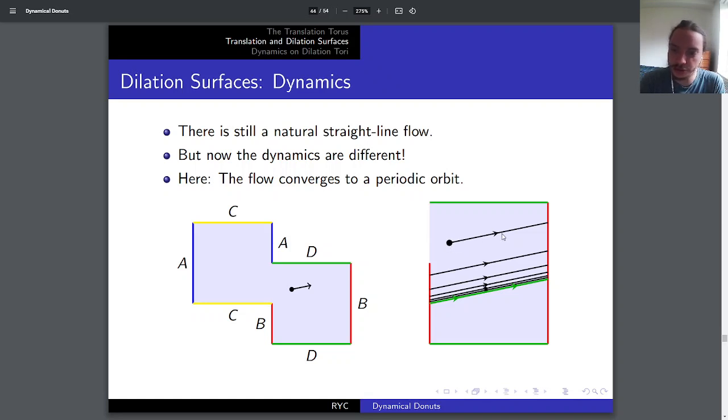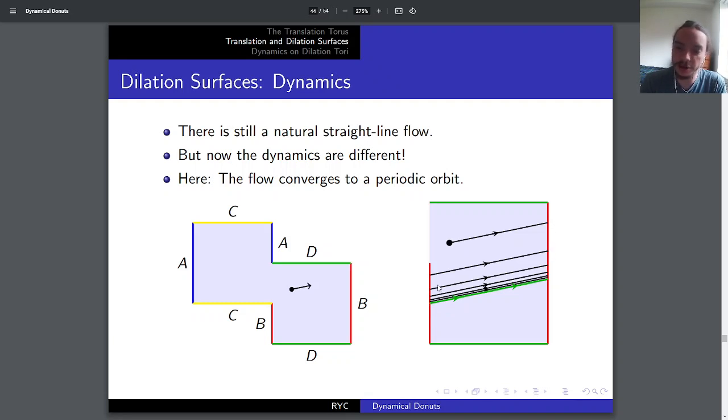Well, you start moving, and then you hit the red side. But when you hit the red side, it's dilated, so you come out lower than you were before. Okay? So you come out kind of squeezed down a little bit, and you move over and over again. You're still moving in the same direction. You hit the red side again, and now you're going to come out even lower. Now, important to notice here is that here we hit the red side a certain distance below where we hit it the first time, right?